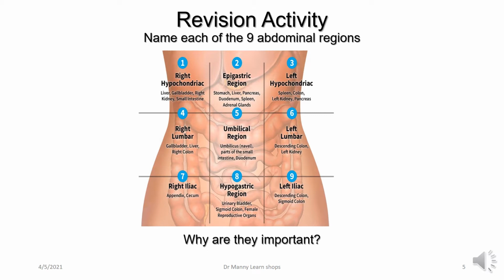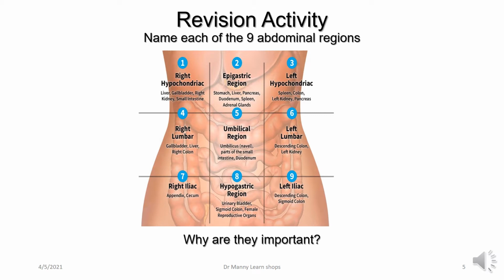The right hypochondriac: liver, gallbladder, right kidney, small intestine. Left hypochondriac region: spleen, colon, left kidney, and the pancreas. Epigastric: typically stomach, liver, pancreas, small bowel, parts of spleen, the adrenal glands. Right lumbar: gallbladder, liver, right colon. Left lumbar: descending colon, left kidney.